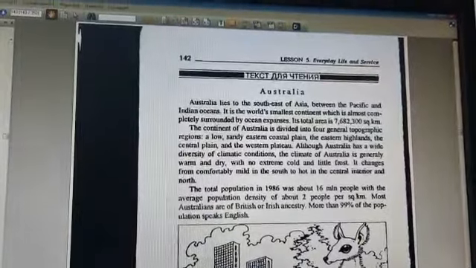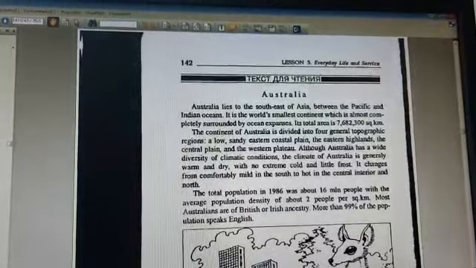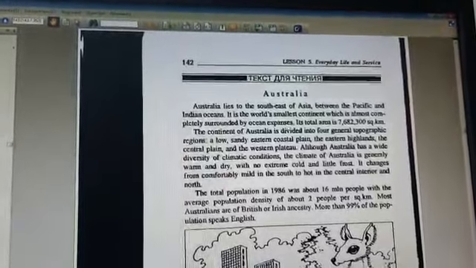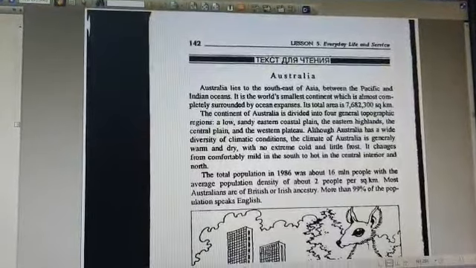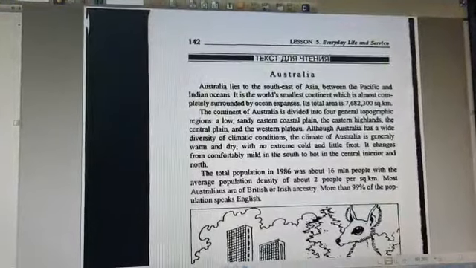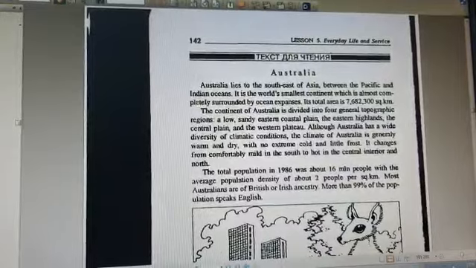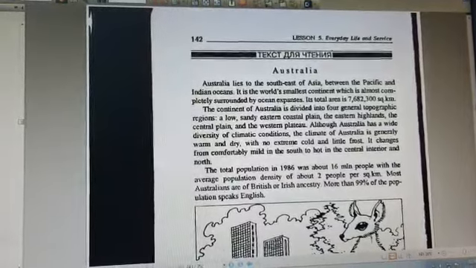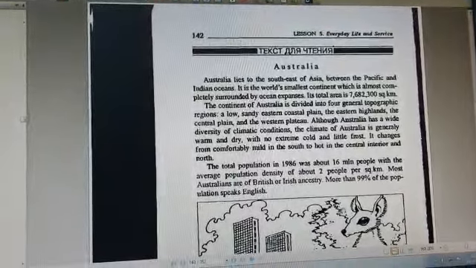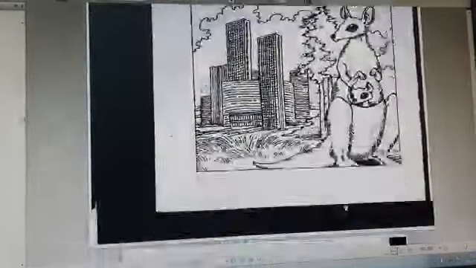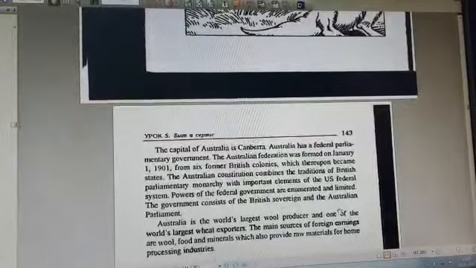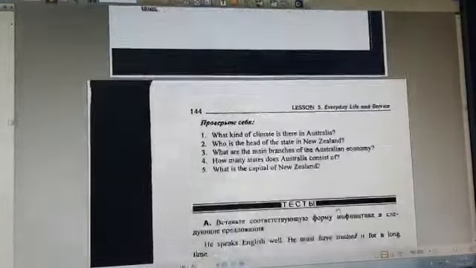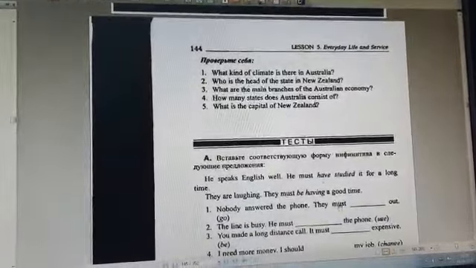Here you have the text. It's on page 102. You have the electronic variant of the business course of the English language. You must read this text, catch the meaning, and do the tasks. Here is the text. The whole text is for you. And you must do questions about the text.